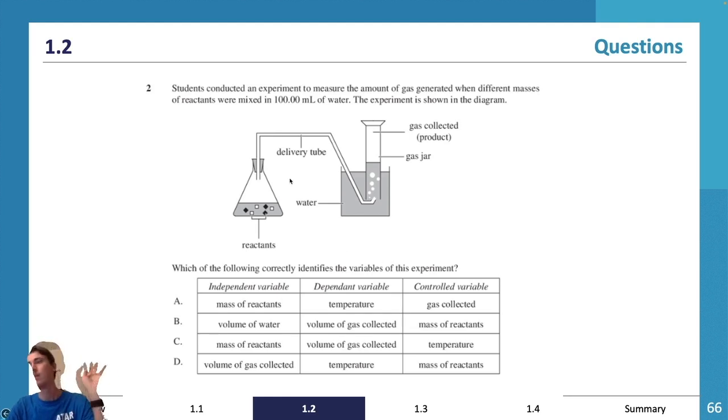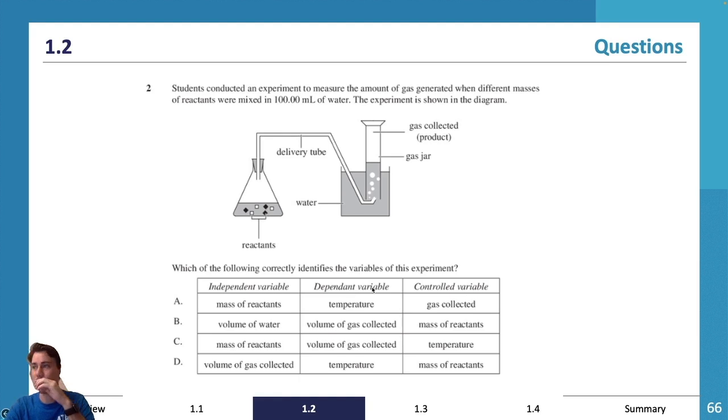So, which of the following correctly identifies the variables of the experiment? It says here that we want to conduct an experiment to measure the amount of gas generated from different masses. Different masses. We are changing that. So mass of reactant is your independent variable. So you can rule out B and you can rule out D. You're left with A or C.